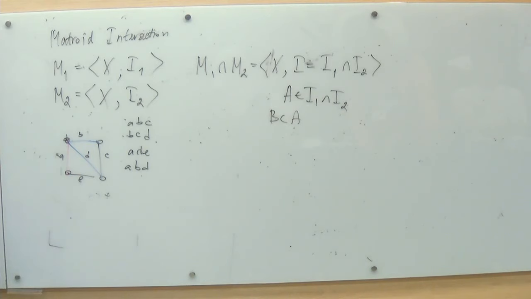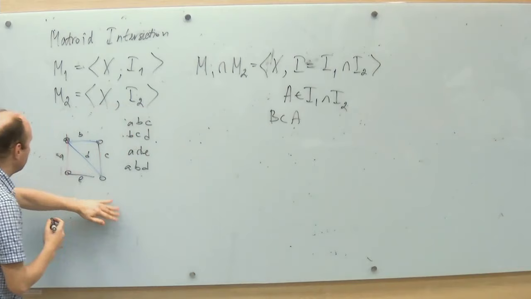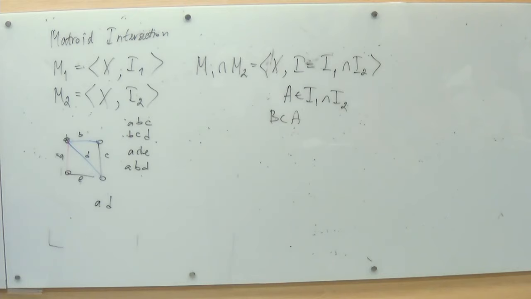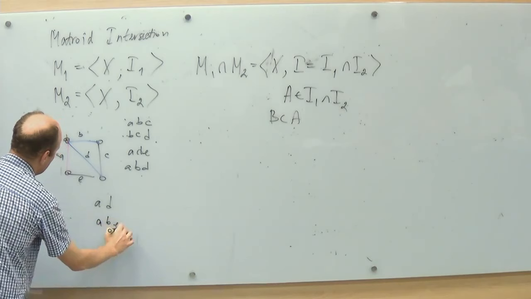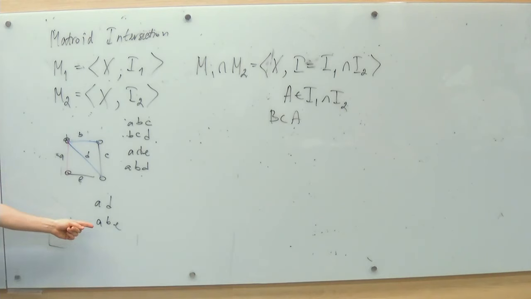But unfortunately, the third axiom is not true, because it is sometimes not possible to add an element from the bigger set to the smaller one. As an example, take the first set AD, it is independent in both, and take the second set ABE, it's also independent in both. But there is no element in the bigger set that you can add to the smaller one. If you try to add B, you get ABD, and this is not rainbow. B and D have the same color. And if you try to add E, you get the rainbow set ADE, but not acyclic, because ADE is a cycle. So the third axiom, the exchange axiom, is not true for matroid intersection.